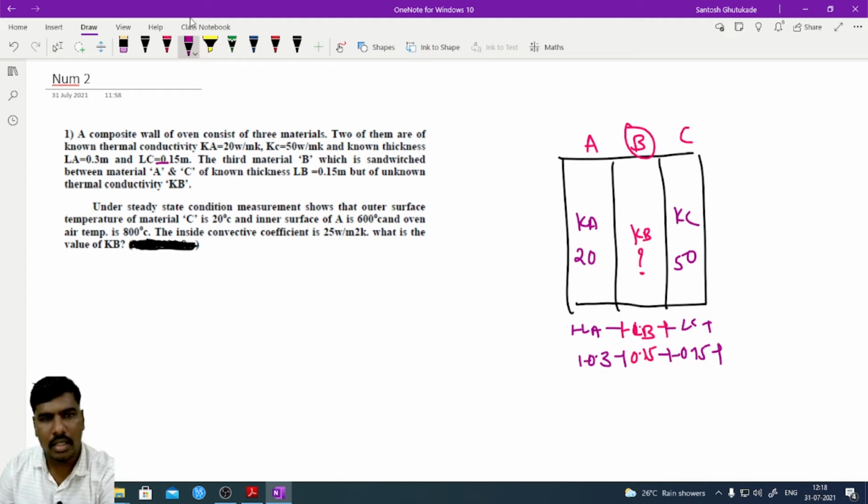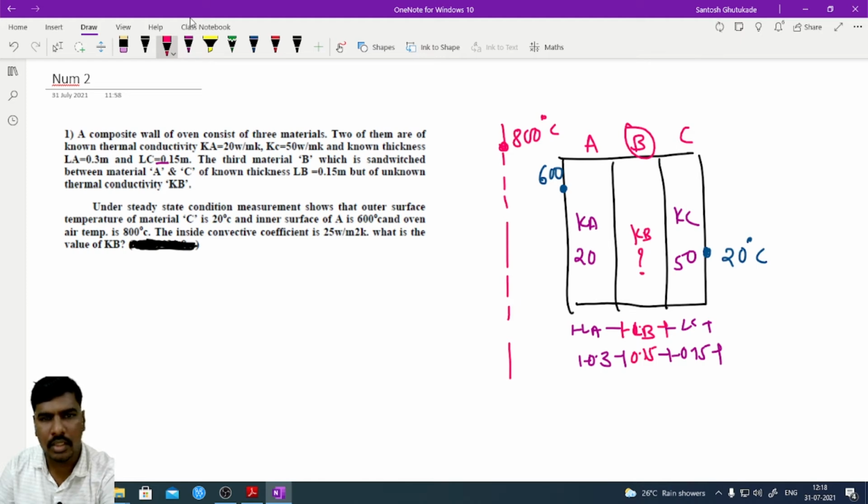Under steady state conditions, measurement shows that the outer surface temperature of material C is 20 degrees Celsius. This is material C, so this is the outer surface of material C. The inner surface of A, this is material A, has an inner surface temperature of 600 degrees Celsius, and the oven air temperature is 800. The oven air is inside here. Now the first layer, second layer and third layer. The oven air temperature is given as 800 degrees Celsius.